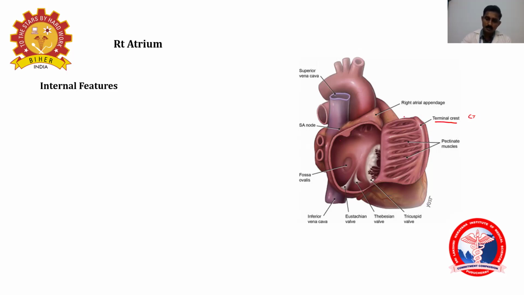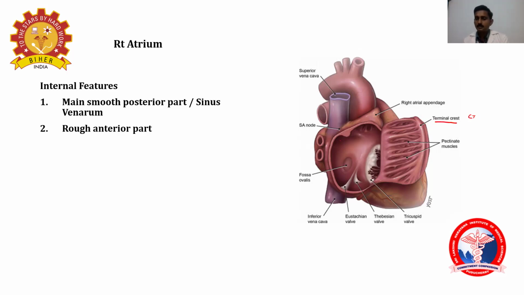And we'll see what the parts are. The interior of the right atrium has two parts. When you compare this structure and this structure, this is the rough part. So we have a rough anterior part and a smooth posterior part. Comparatively, this is a rough structure, and this is the smooth structure. The other name for the smooth posterior part is sinus venarum, SV. Why is it called sinus venarum? This is the area where most of the veins open into the right atrium. That's why it's called sinus venarum.